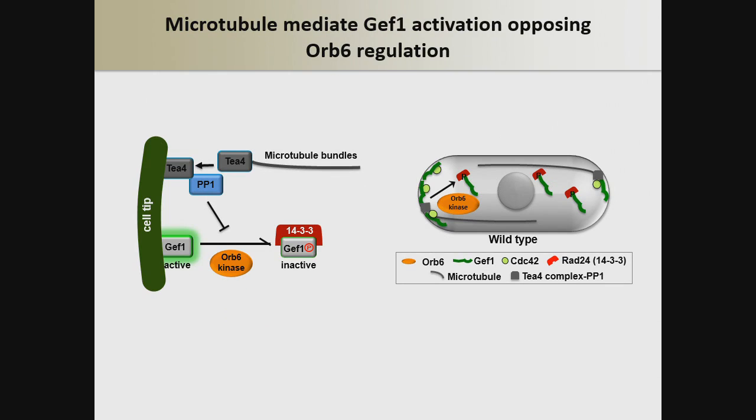So in summary, we think that one way in which the cells regulate the activation of growth at the new end is by opposing the negative regulation of ORB6. And as a result, promoting the accumulation of Gef1 at the second tip to allow enough accumulation of active Cdc42 in these tips to support the activation of growth.